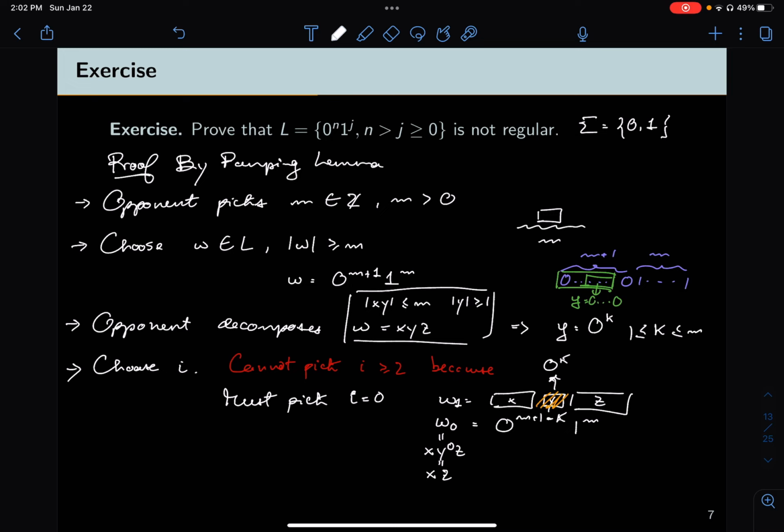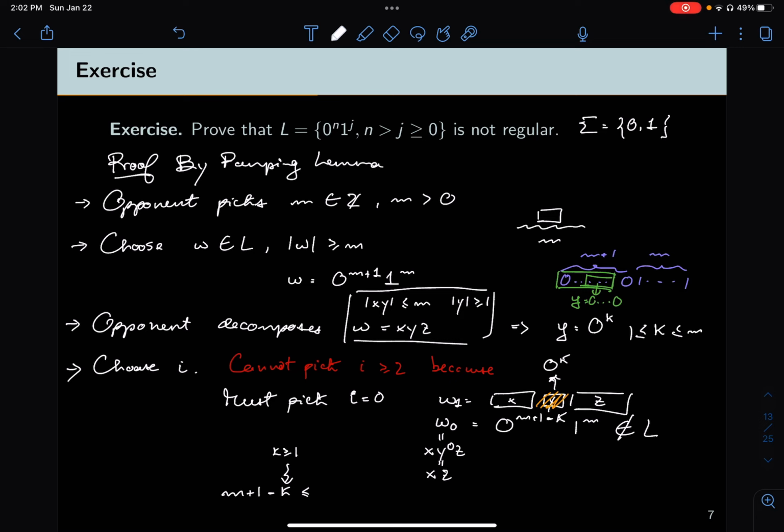Now, why does this not belong to L? My claim is that now we have something that does not belong to L. Well, that's because you have m plus 1 minus something that's at least 1. So k is at least 1. It could be more, but you know that it's at least 1. At most, you have m plus 1 and you're taking away k.